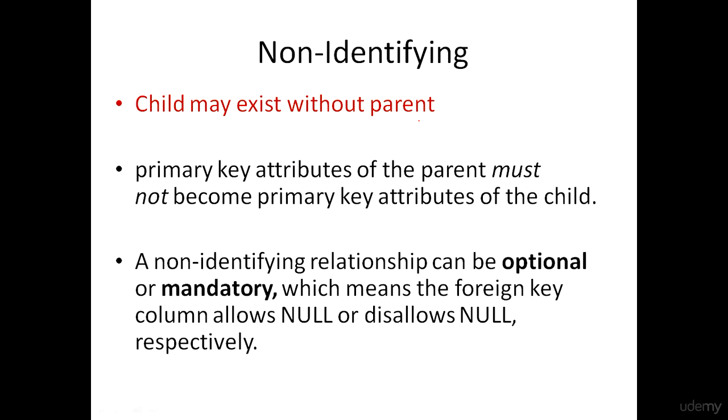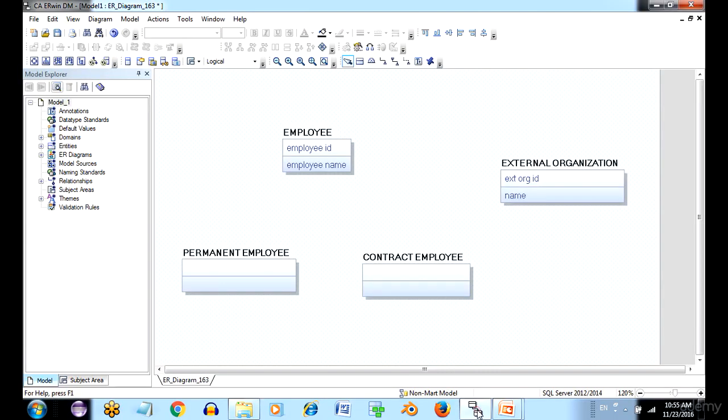So from a relational database design point of view, the primary key attributes of the parent table must not be the primary key attribute in the child table. Then a non-identifying relationship can be optional or mandatory. It means the foreign key can be null if it is optional, or it should not allow null if the relationship is mandatory. So we have this option when we have a non-identifying relationship.